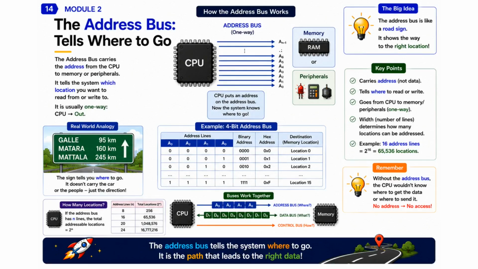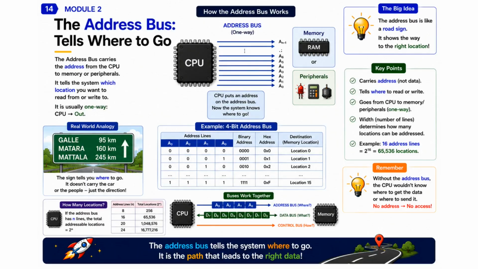Inside the microcontroller, let's look more closely at the address bus. The address bus answers one simple question: where should we go? The address bus carries addresses from the CPU to memory or to peripherals. It tells the system exactly which location the CPU wants to read from or write to. Notice something important. The address bus does not carry the actual data. It only carries the destination.